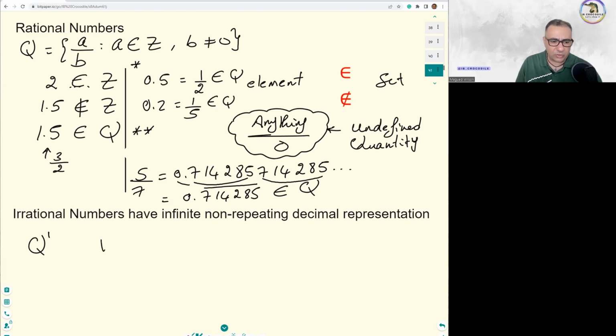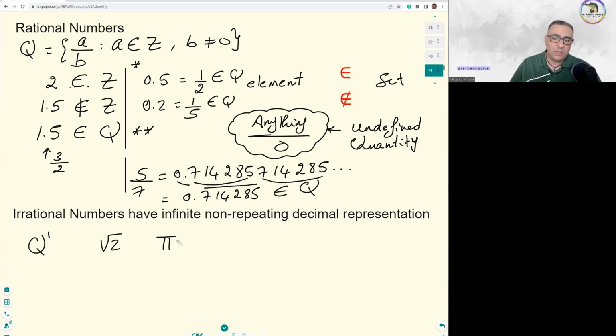Like for example, the square root of 2. Square root of 2 is going to be infinite. Even if your calculator gives you, for example, 6 or 7 or 8 decimals, if you change the settings of the calculator and allow more decimals, you will get more decimals. So root 2 is an irrational number. It has a non-repeating and infinite decimal representation. Another example is pi, the constant. It is also an irrational number.